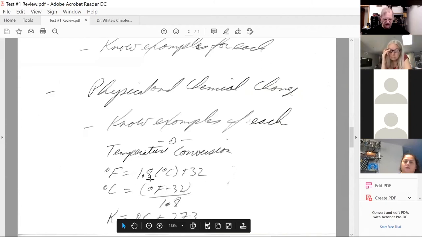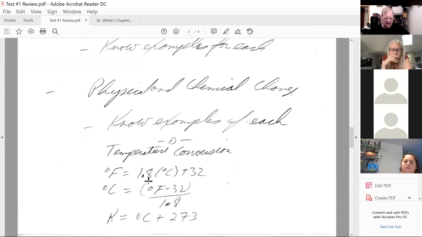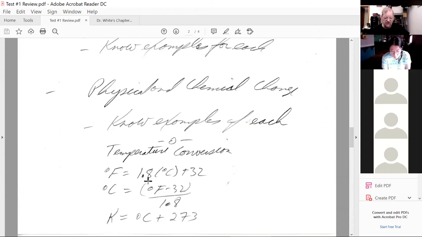All right, you should know how to use this. It will be given to you in the back of test 1. Fahrenheit equals 1.8 times degrees C plus 32. Celsius equals Fahrenheit minus 32 divided by 1.8. Kelvin equals degrees C plus 273.